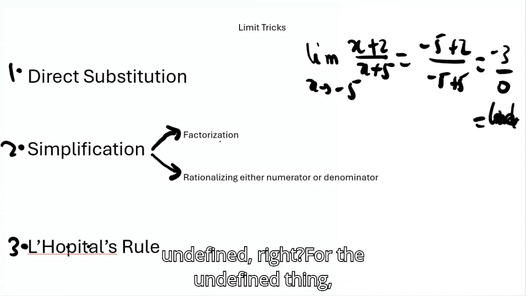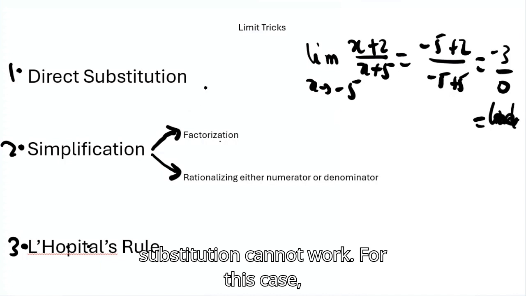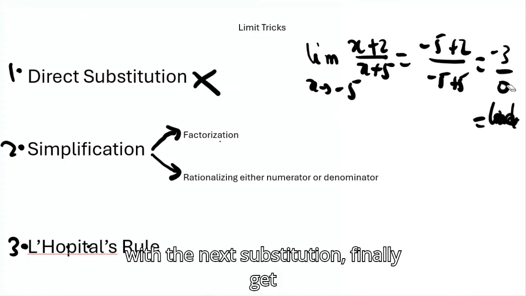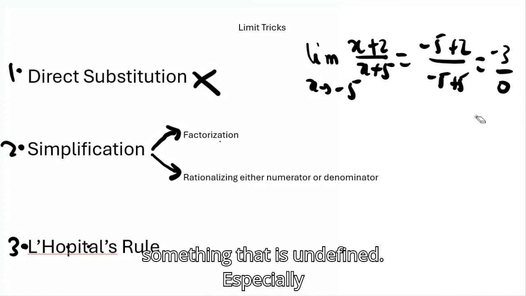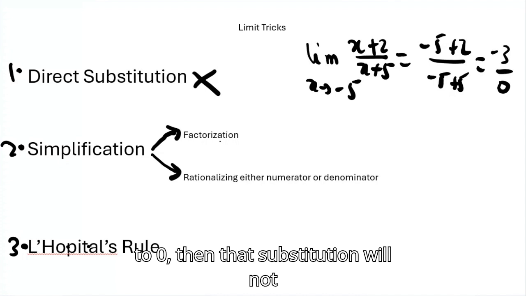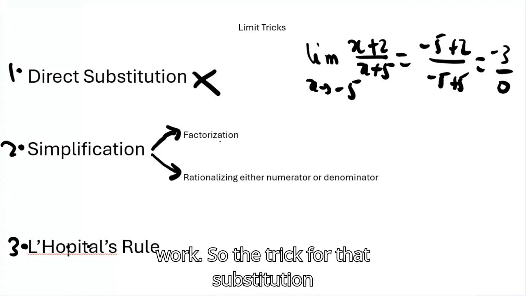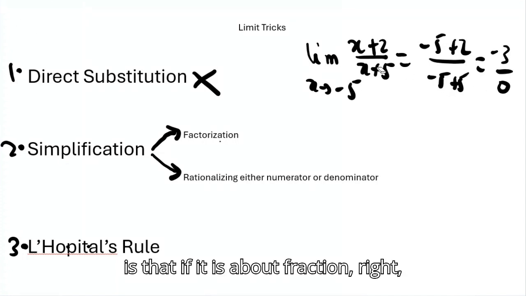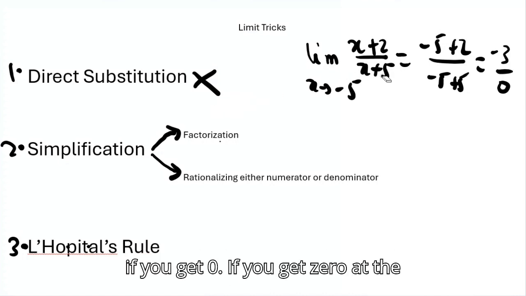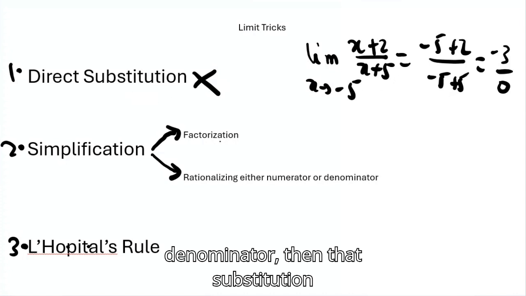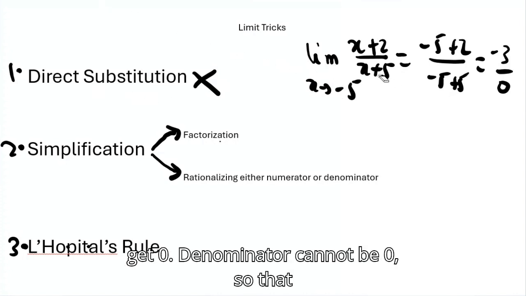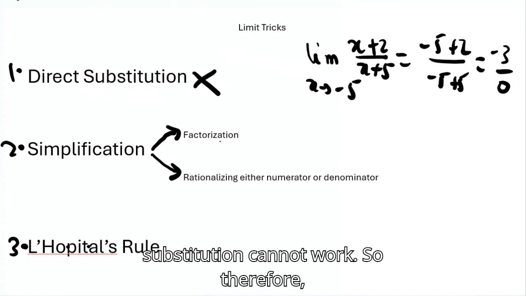If it's undefined, it means that the substitution cannot work. So you try the substitution and you finally get something undefined, especially when you see the denominator being equal to 0. The trick for substitution is that if it is a fraction, put the value at the denominator and see if you get 0. If you get 0 at the denominator, then the substitution cannot work. The value is negative 5. If you put it at the denominator here, you will get 0. The denominator cannot be 0, so the substitution cannot work.